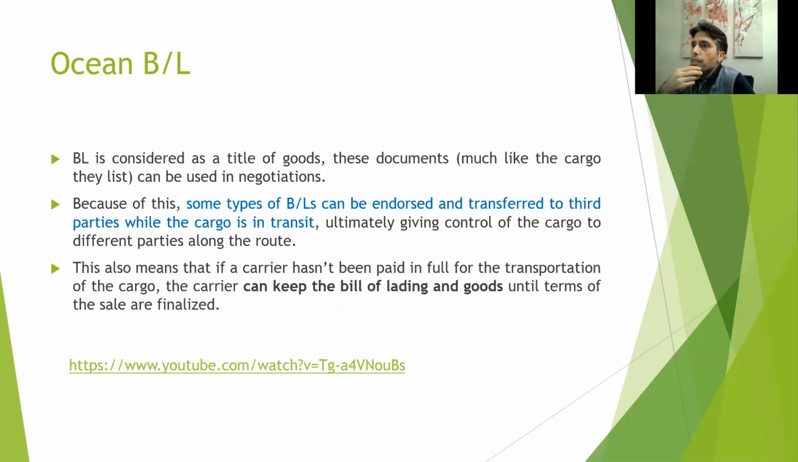The ocean BL is considered a document of title to the goods, and can be used in negotiation because some types of BL can be endorsed and transferred to a third party while the cargo is in transit. As I explained, when the cargo is on the ocean on its way to the destination, the buyer, the importer, if they have, for example, an order bill, can transfer the possession and title of the goods to another party. This is one of the functions. That's why we call it the title of the goods.